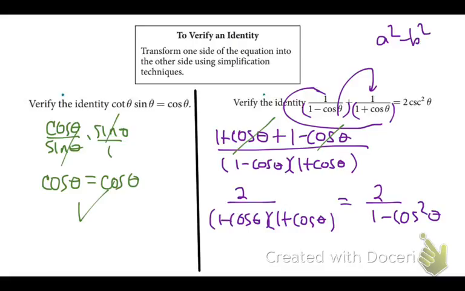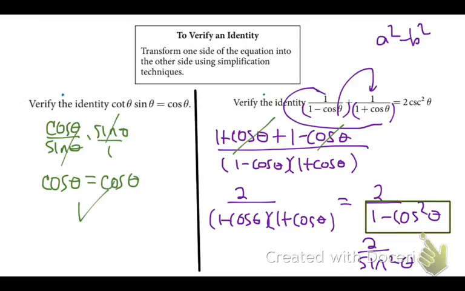Okay, all right. Wow, well, what's in the denominator? 1 minus cosine squared equals what? Sine squared. So I'm going to just replace that with 2 over sine squared theta.